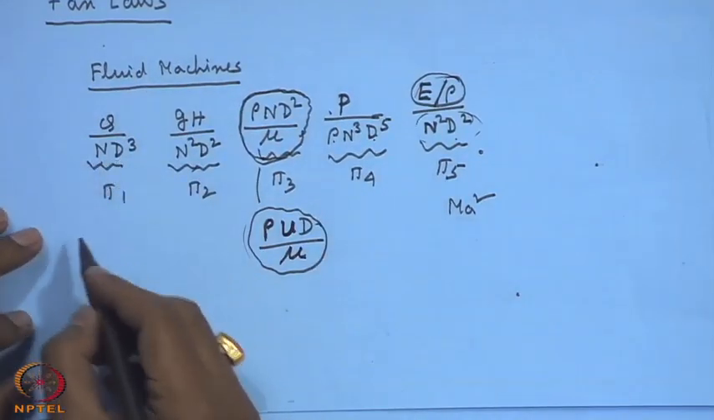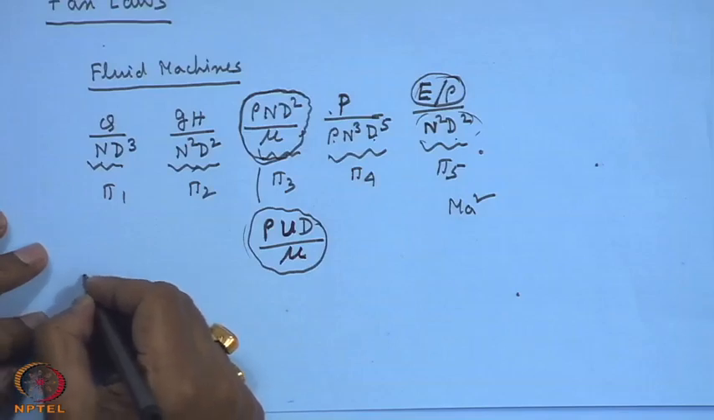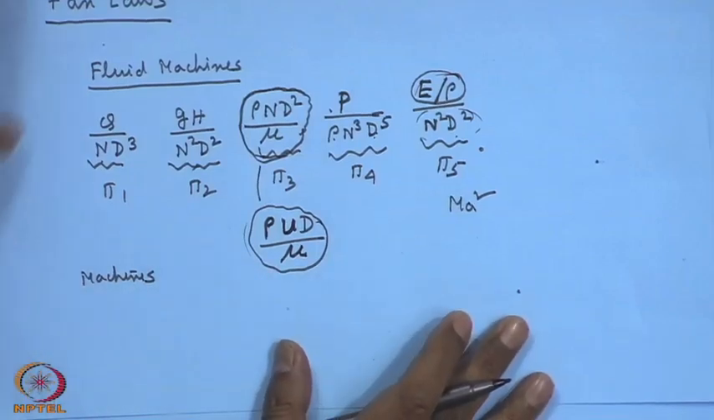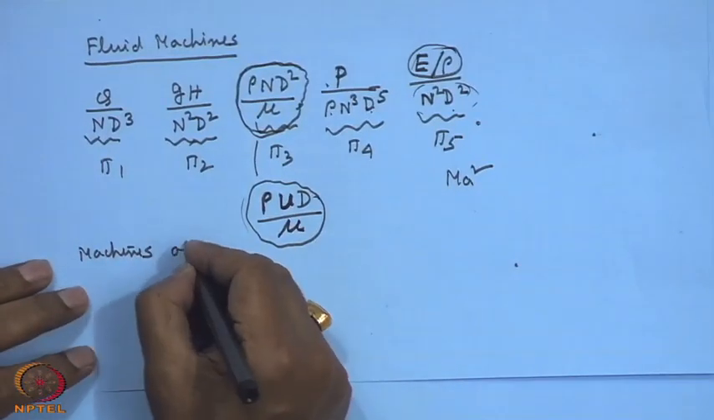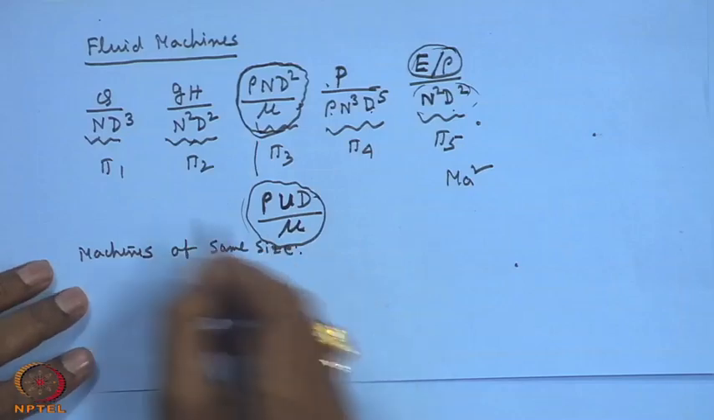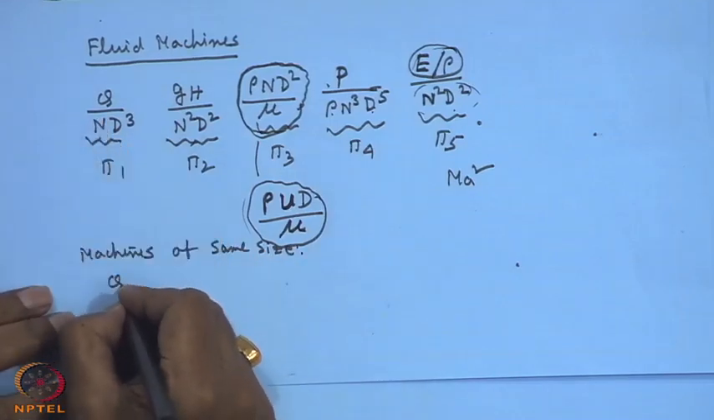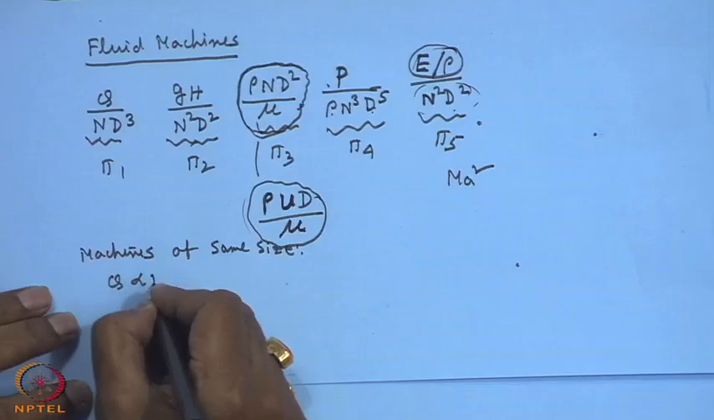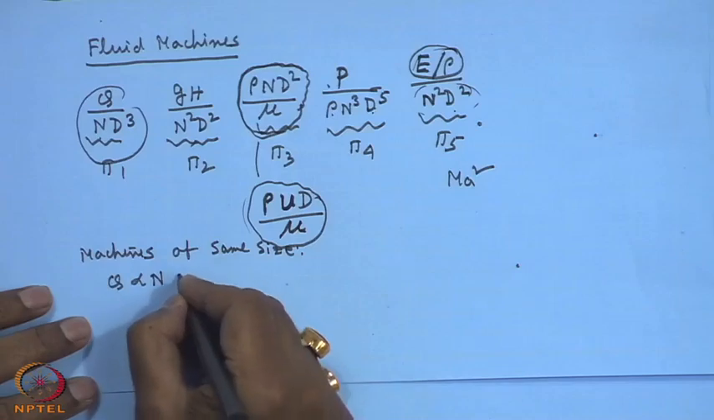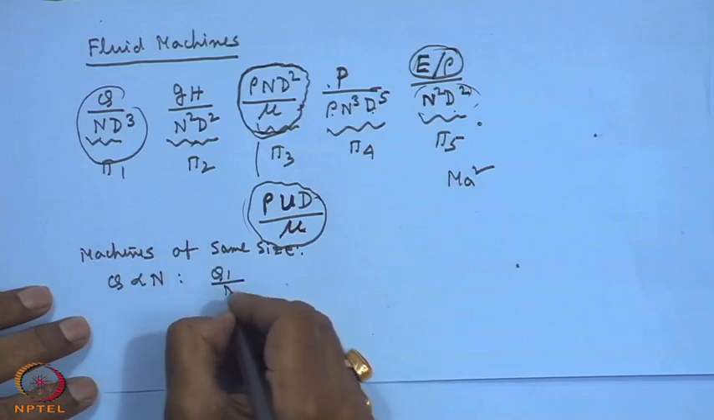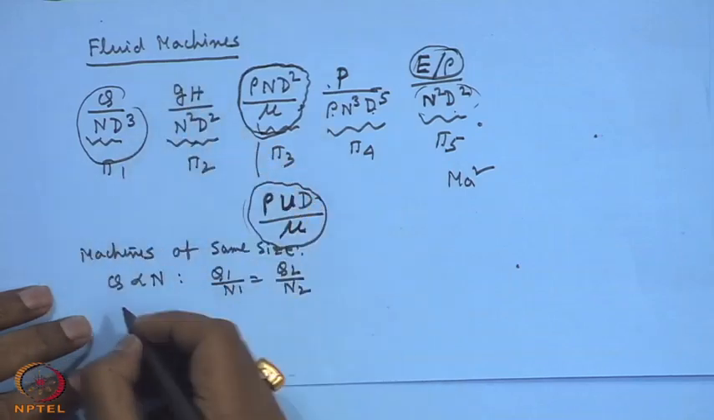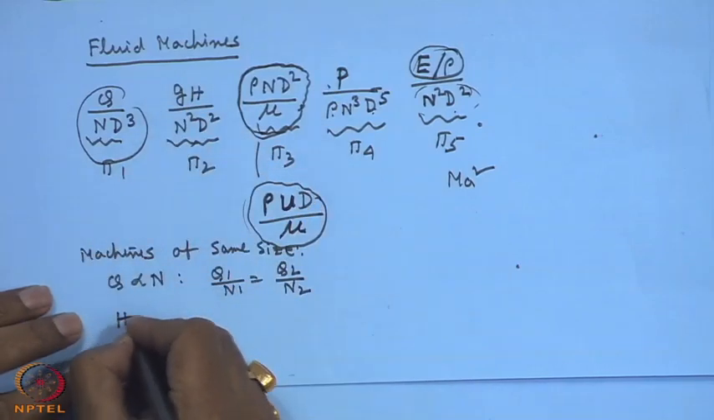So, if you see all these pi terms, for any fluid machines, if we take machines of the same size, then we can tell that Q is proportional to N, because D is the same, from the first pi term, which gives Q1 by N1 is Q2 by N2. This is school level stuff. From the second pi term we see the head.